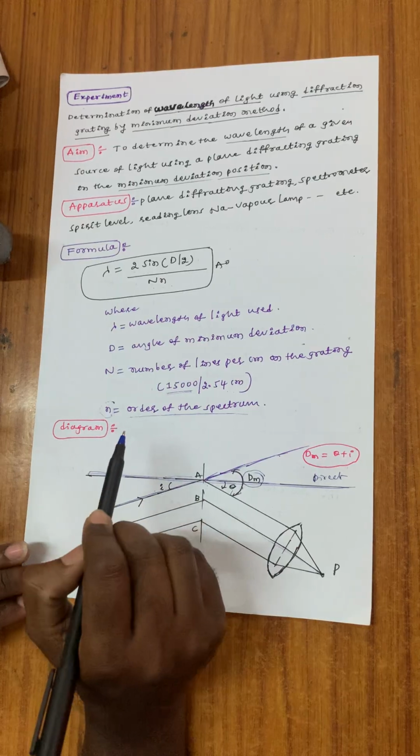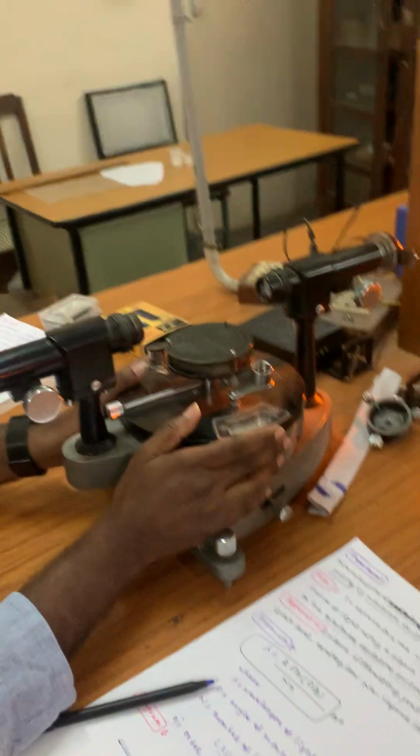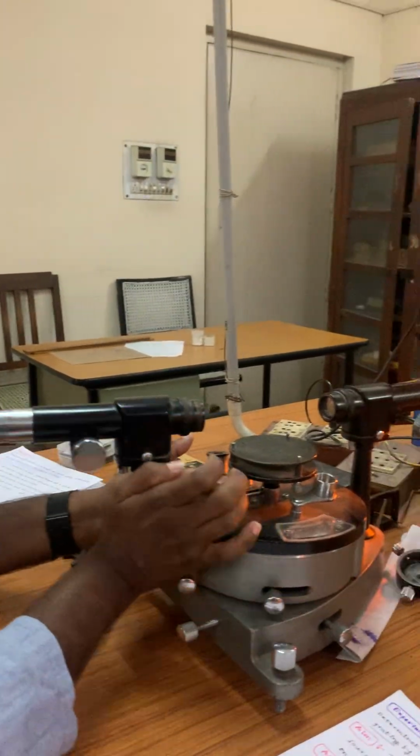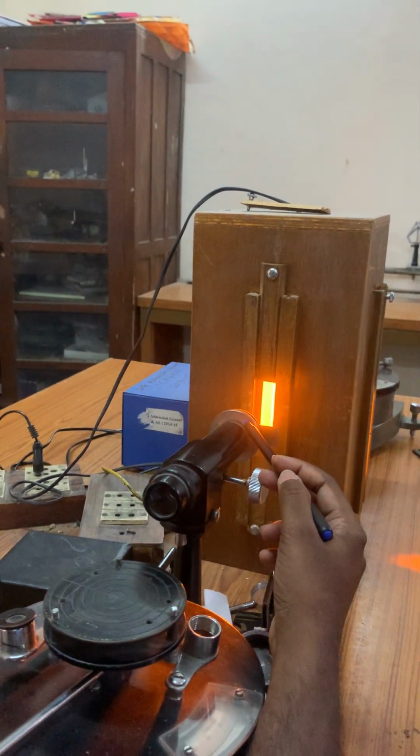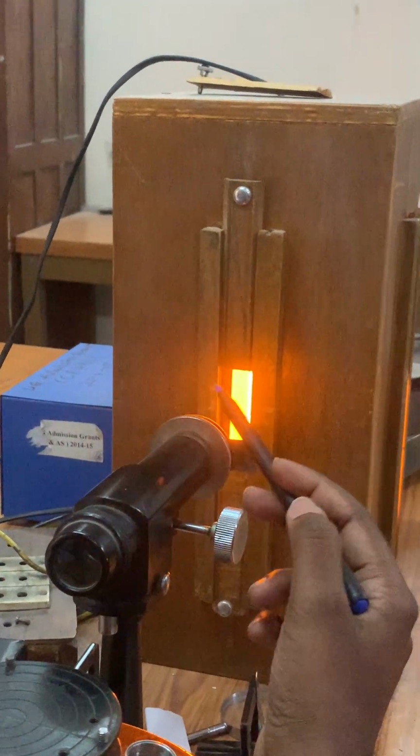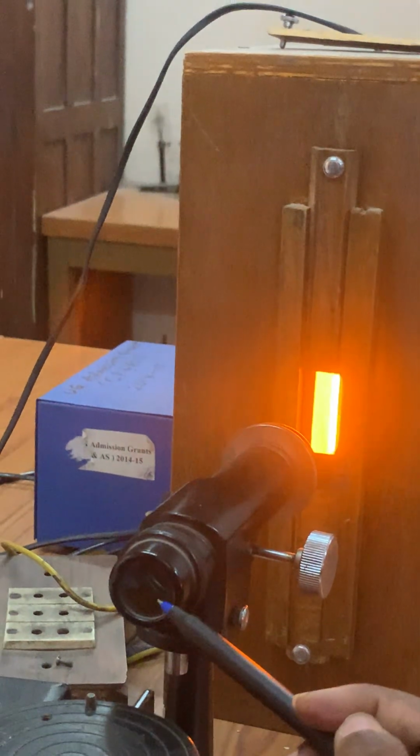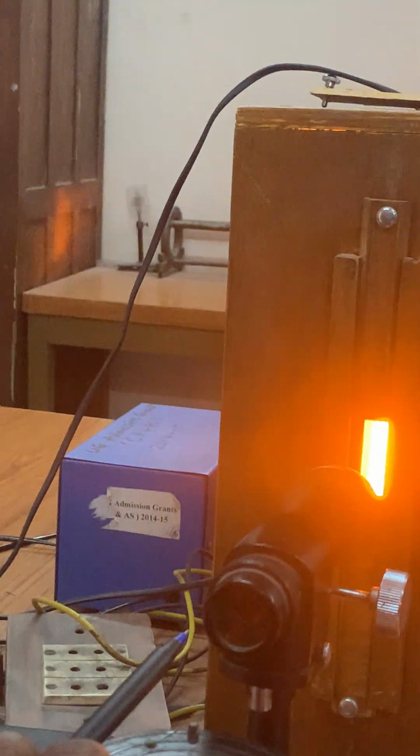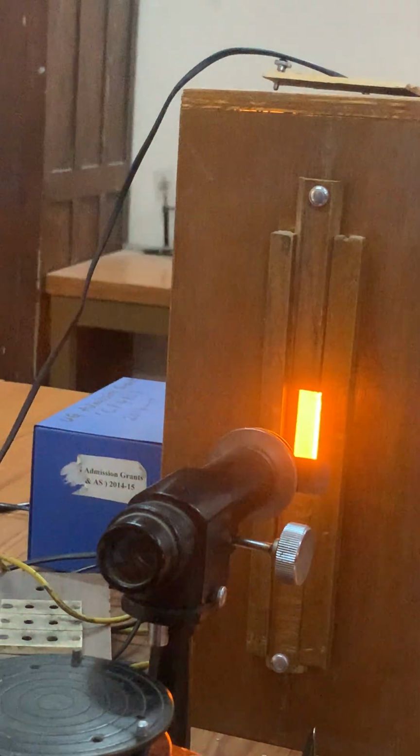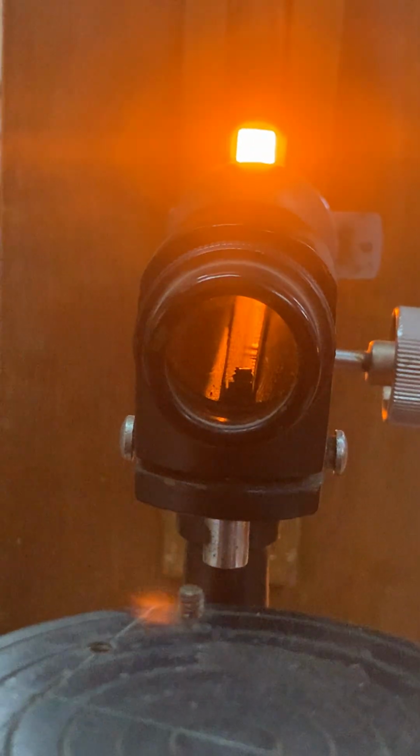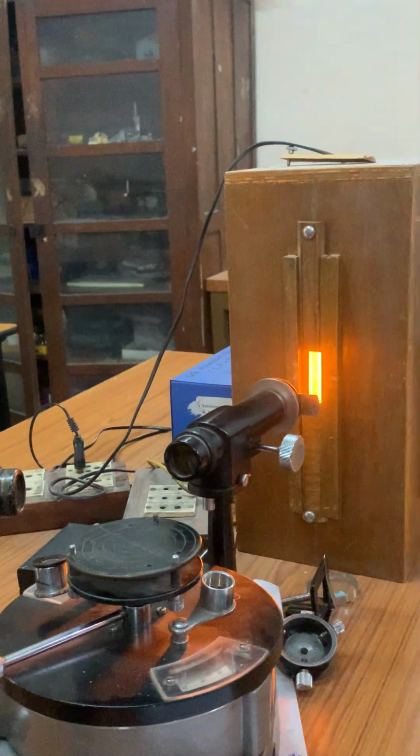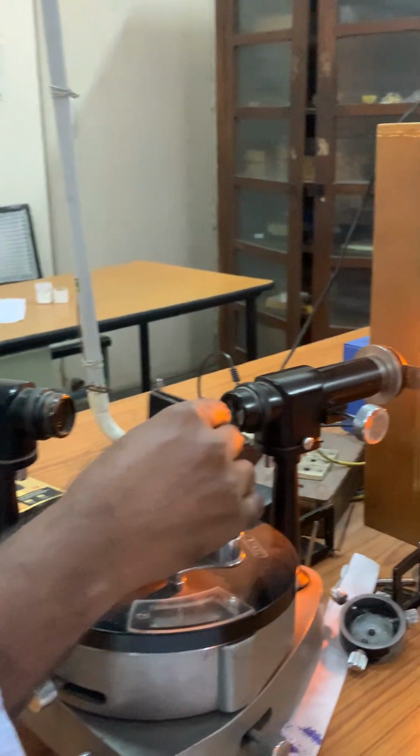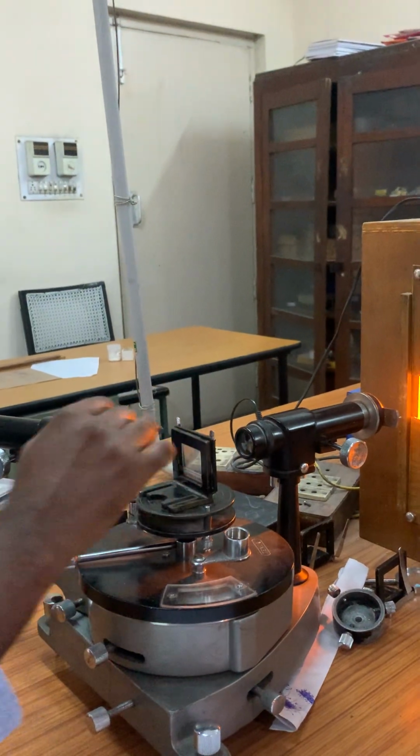Now, first what we have to do? First we have to incident the light on the slit. Once you incident on the slit, what will happen? The slit is coming through the convex lens. This is the convex lens. Through the convex lens, the slit may appear. So this parallel slit, we need to incident on the prism table on a grating.